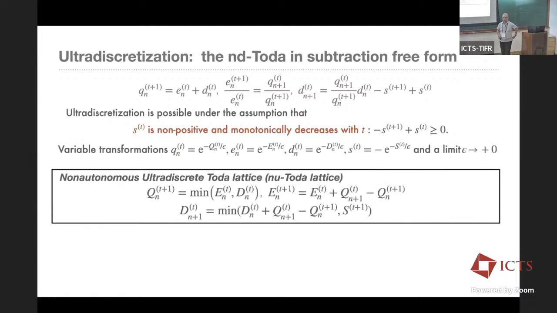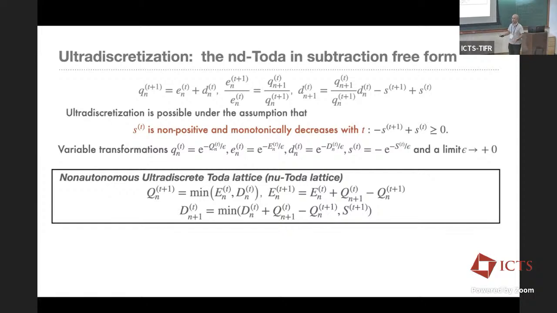So here is the way of the ultra-discrete limit procedure. For each dependent variable, we have to introduce some exponential variable, like q to the capital P and small e to the capital E, like this. And q, e, and d, we know these are positive values, and S. In our assumption this is non-positive, so we need to put a minus sign here. And then S of t, capital S, can be introduced in this transformation.